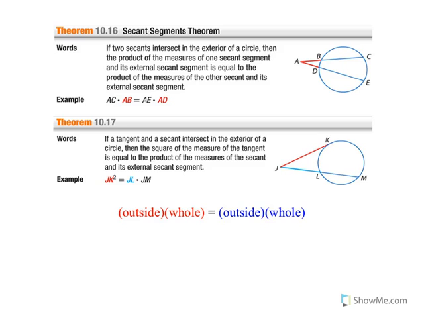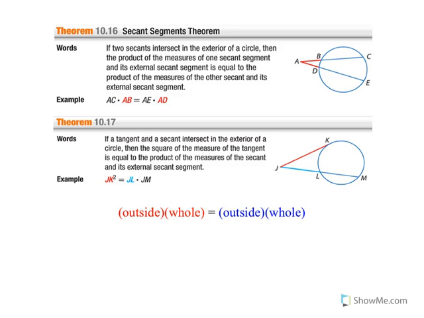So theorem 10.16 says secant segments theorem. So this says if two secants intersect in the exterior of a circle, so secants specifically have to intersect the circle twice, then the product of the measures of one secant segment and its external secant segment is equal to the product of the measures of the other secant and its external.